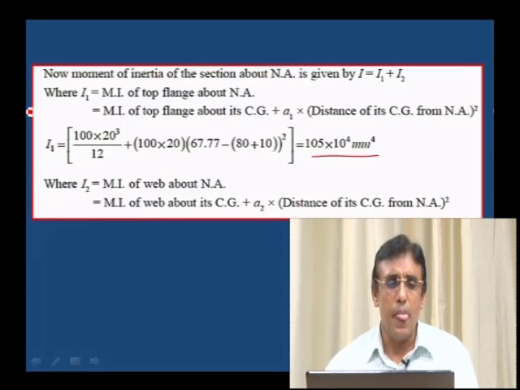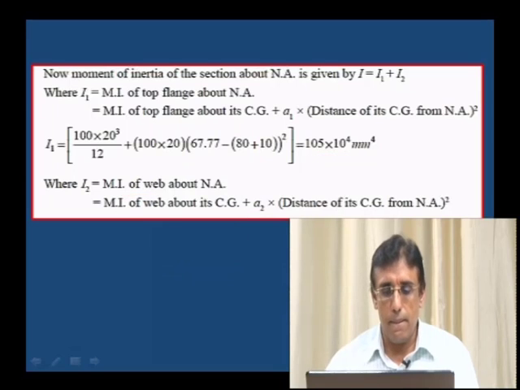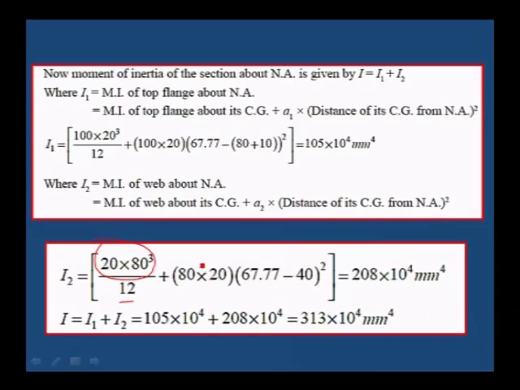Similarly, we have to determine I2, for the second figure, the moment of inertia of the web about the neutral axis: moment of inertia of the web about its CG plus A2 into the distance of CG from the neutral axis. The web portion size is 20 in breadth and 80 in depth, so 20 into 80 cube divided by 12, plus 80 into 20, that is the area of the web portion, into the distance of CG from the neutral axis, (67.7 minus 40) whole square. You will get 208 into 10 to the power 4.